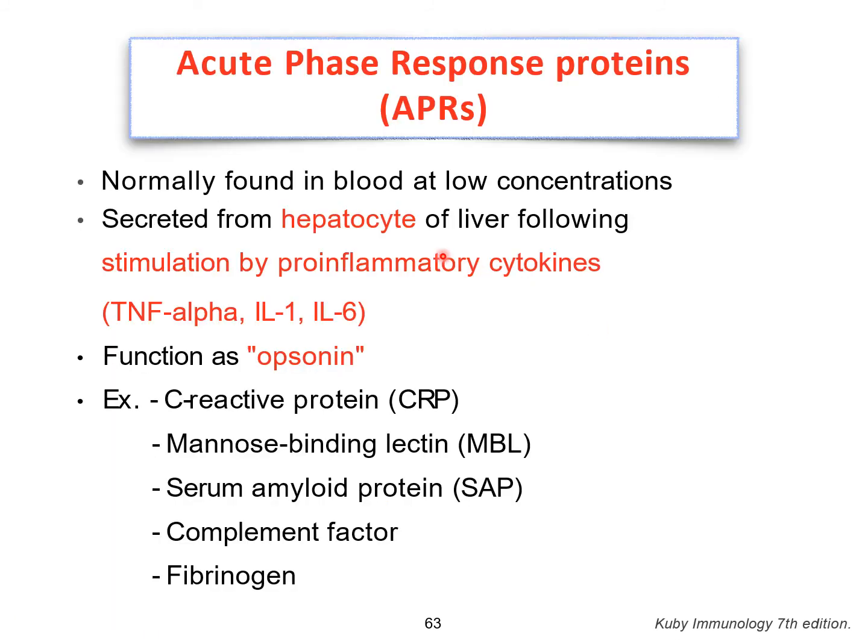So acute phase reactive proteins, or acute phase response proteins (APRs), are normally found in blood at low concentration and are secreted from hepatocytes of the liver following stimulation by pro-inflammatory cytokines, and these function as opsonins. Examples of acute phase response proteins are CRP, mannose binding lectin, serum amyloid protein, complement factors and fibrinogen. These are important. You should remember the acute phase proteins: C-reactive protein, mannose binding lectin, serum amyloid, complement factor and fibrinogen.